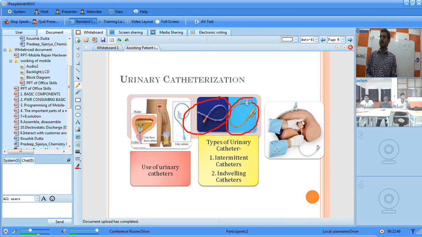There are two types of urinary catheter: one is the intermittent catheter and the other is the indwelling catheter. One catheter is used while the patient is in serious condition or is unable to move. Another one is used for the patient who is having a kidney problem.